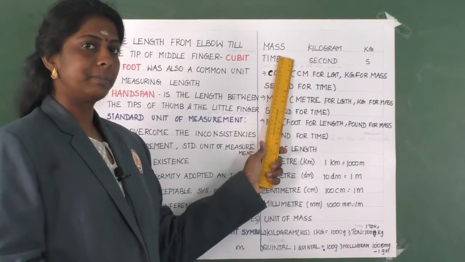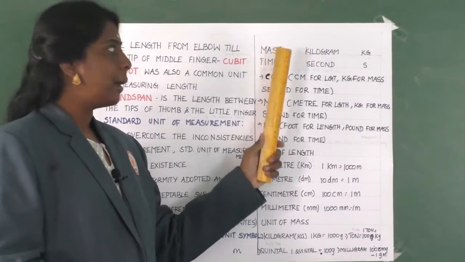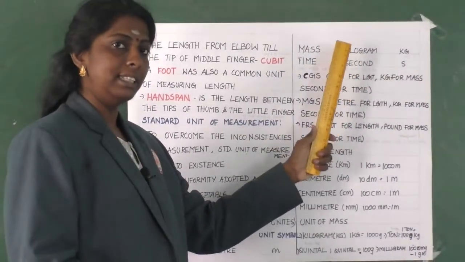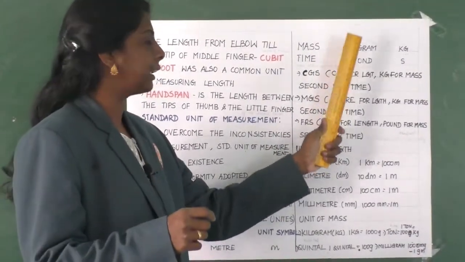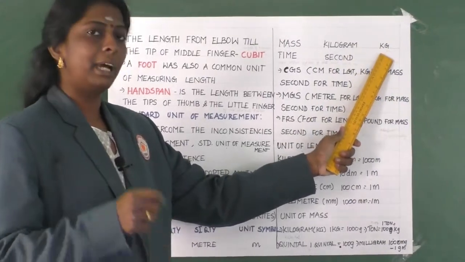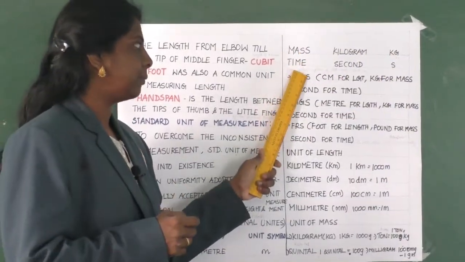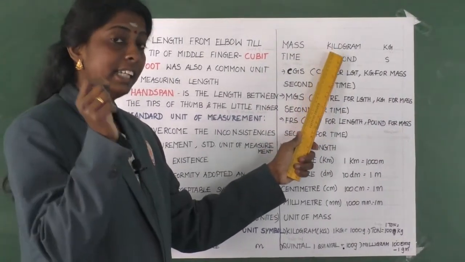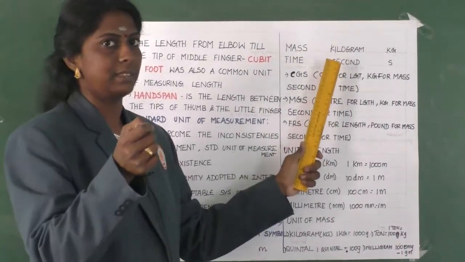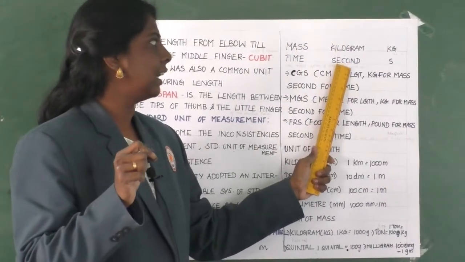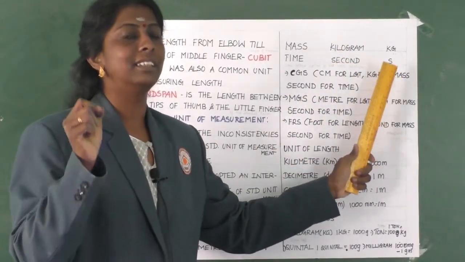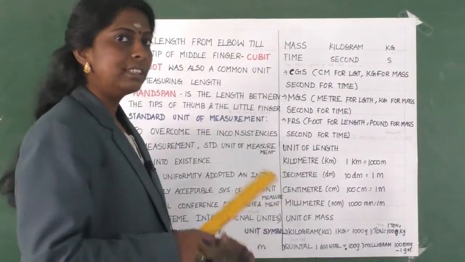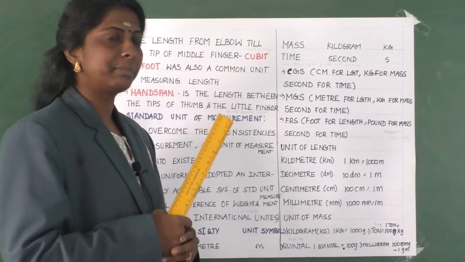Now mass. Here mass is represented by the standard unit kilogram, which is denoted by kg. And then time is measured with the standard unit second, and it is denoted by the letter s. Clear? So these are some standard units.